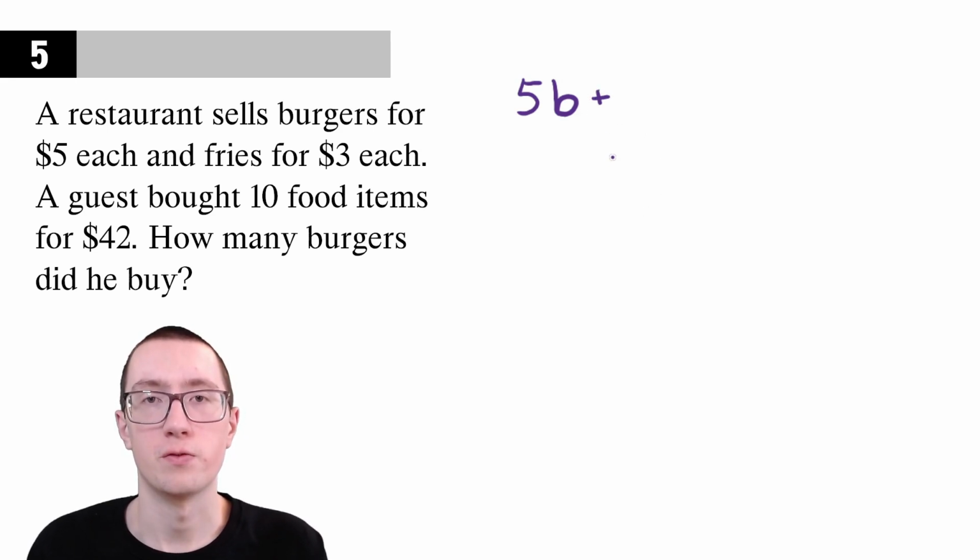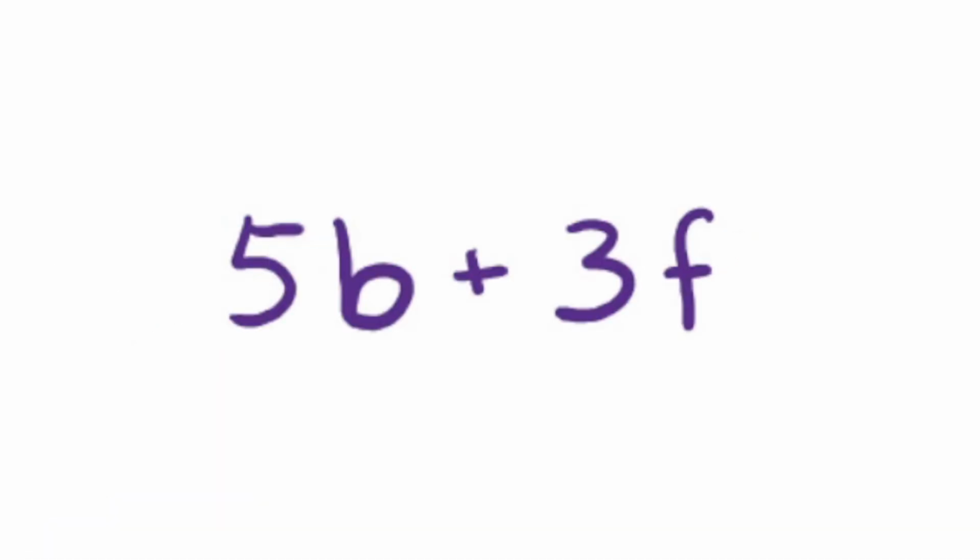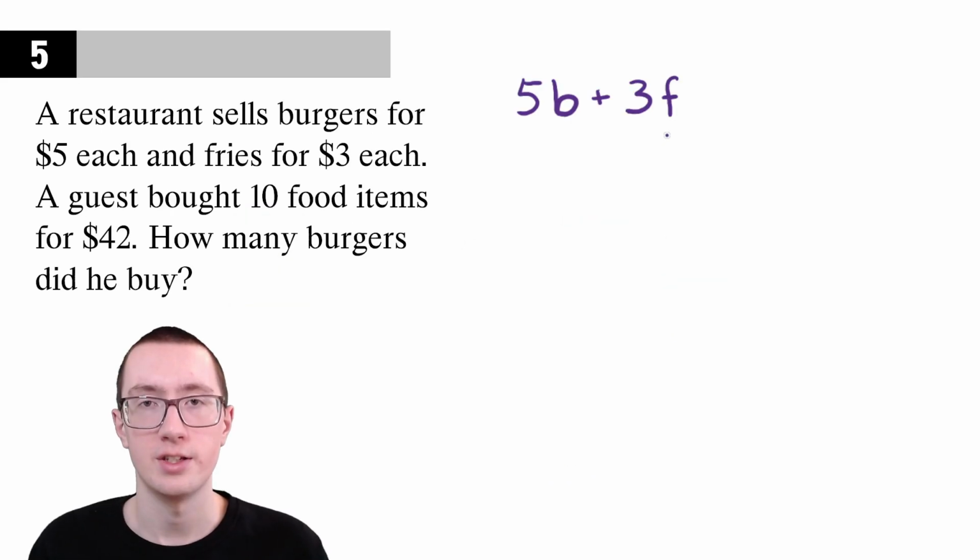And how much you pay for fries, you'd find the same way as burgers, except this time we're multiplying 3, which is the price of the fries, by however many fries we're buying, which in this case is F because we don't know how many. Now that's the first sentence done. This is the final cost, so however much we pay in total at the end is going to be 5b plus 3f. But you'll notice that this isn't an equation. We don't have an equal sign, so this is kind of useless on its own.